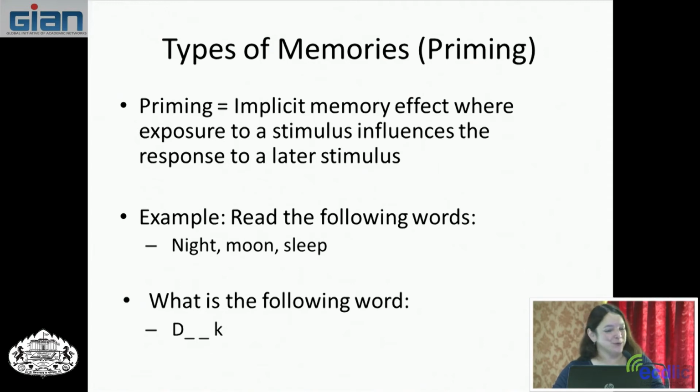So what if those words instead were mathematics, geek, and extremely smart? We might say that word is dork instead of dark, right? So this is an example of priming, how something that we see influences something that comes next without us even knowing about it. It just happens instinctually.